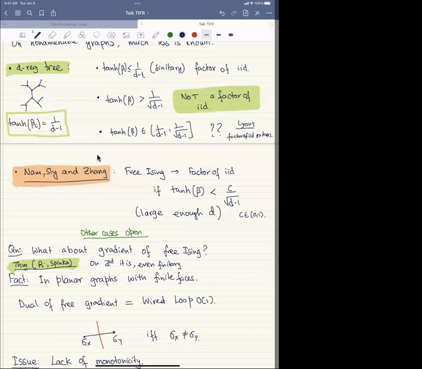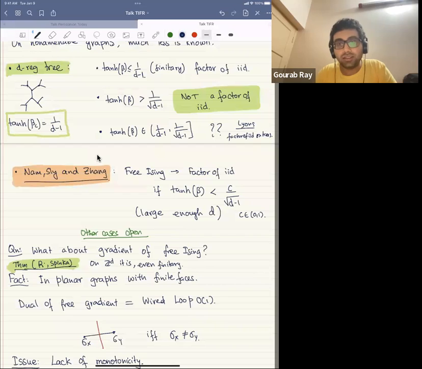I see. So you also answered the second part of my question that I had not yet asked. That is, are there any equivalent statements for factor of IID? So you already mentioned that in the amenable case, you have the isomorphisms. Yeah, so there are several results.